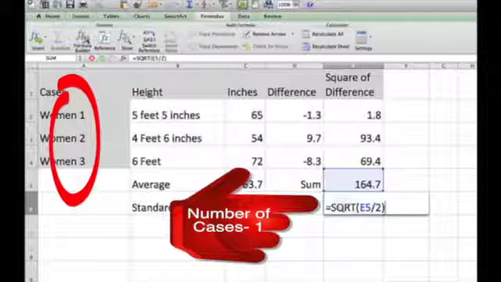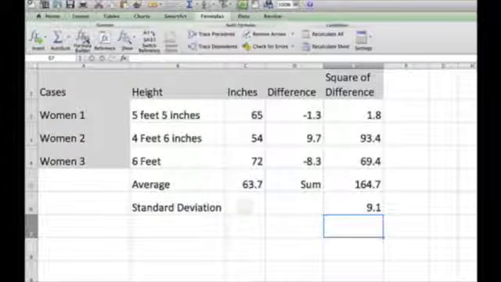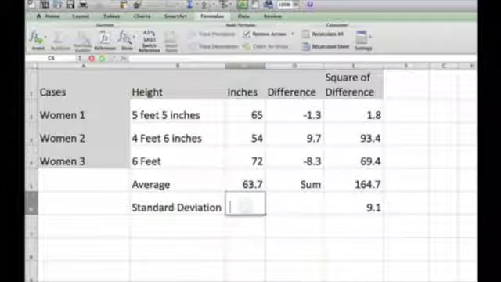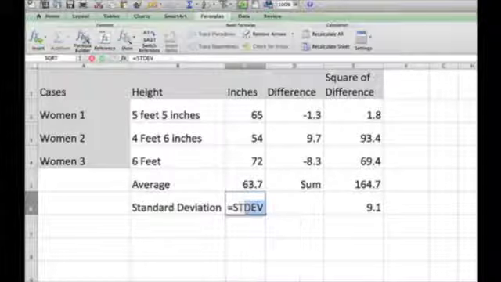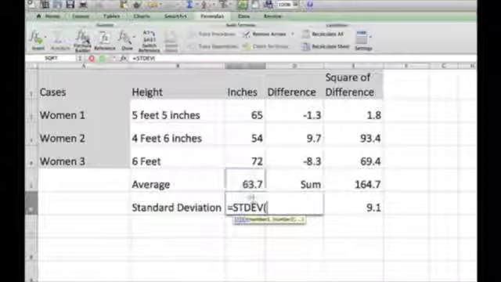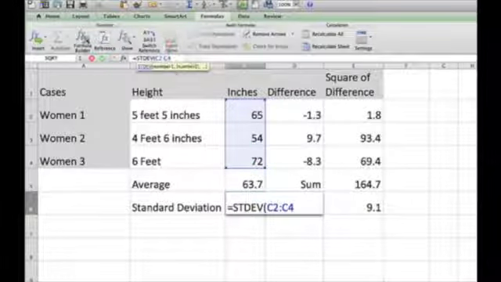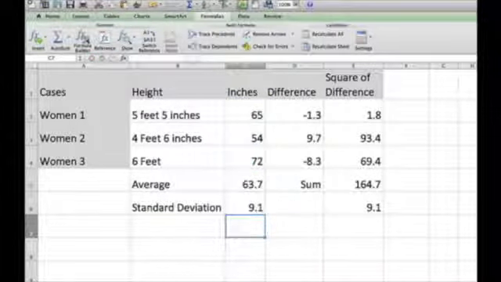We do this because 3 women don't represent all women. It's a sample size, so that's something you just have to memorize. And there you have standard deviation of 9.1. Now that we know how to calculate it, we'll never have to do that again because Excel gives us a standard deviation formula. So we just put in the standard deviation, put in the cells, hit return, and it gives us 9.1.